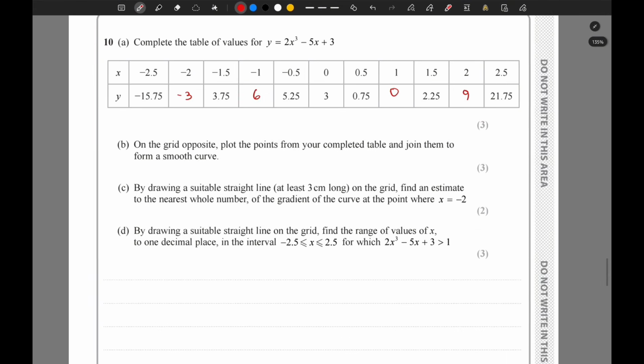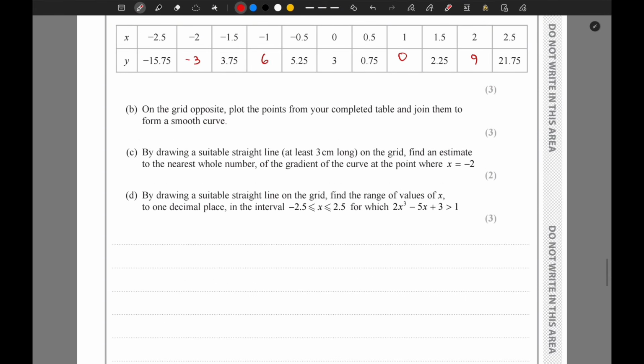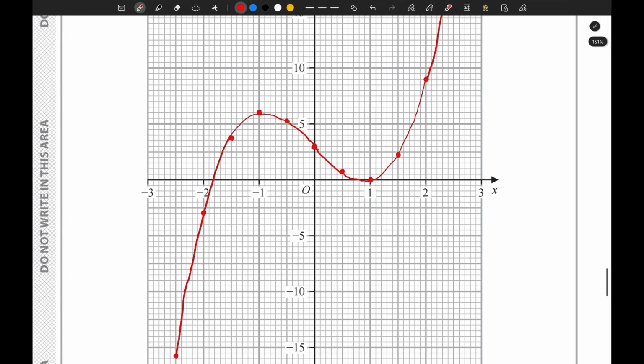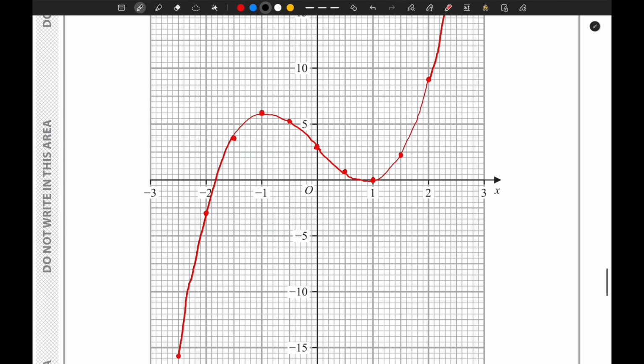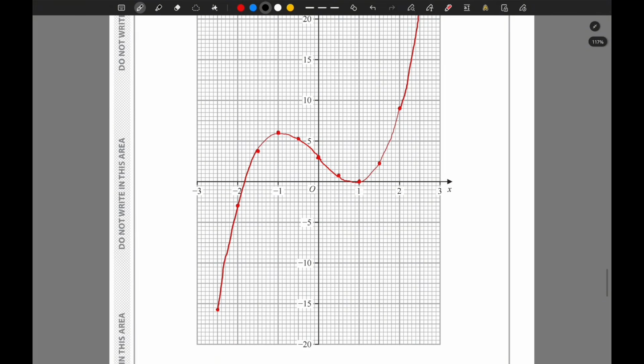Now moving on to the next part. By drawing a suitable straight line, at least 3 centimeters long on the grid, find an estimate to the nearest whole number of the gradient of the curve at the point where x is equal to negative 2. So when x is negative 2, at this point, we need to draw a tangent. So the tangent should look something like this. So this is the tangent.